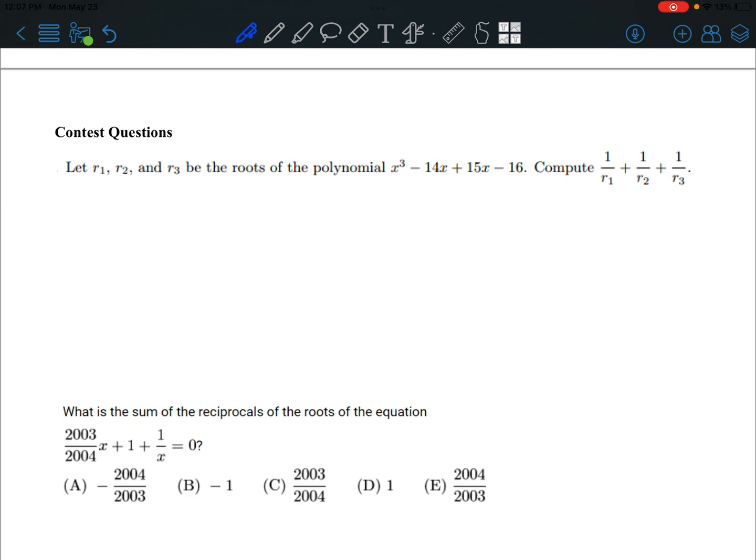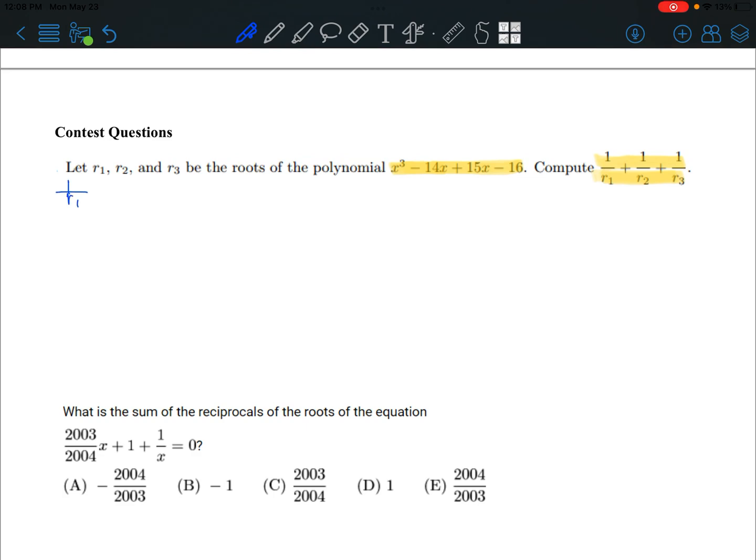Let r1, r2, and r3 be the roots of the polynomial x to the power of 3 minus 14x squared plus 15x minus 16. So we can compute this expression. It may be tempting to find each of the 3 roots and then add them up. However, we can do a shortcut.